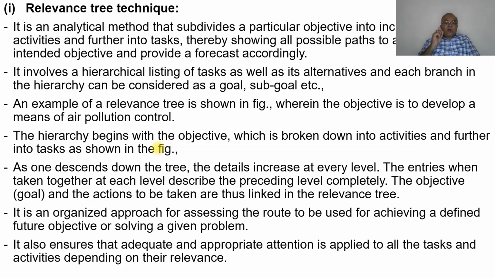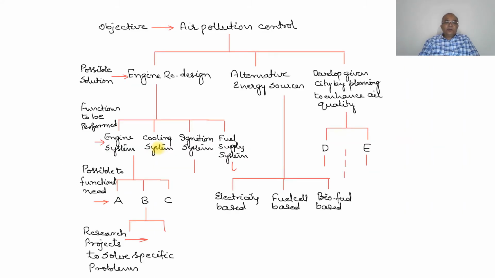It is an organized approach for assessing the route to be used for achieving a definite, defined future objective or solving a given problem. It also ensures that adequate, appropriate attention is applied to all the tasks and activities depending on their relevance. So this is the objective, and these are the possible solutions, and these are the functions to be performed and possible functional needs. And then how this is going to proceed further down the activities, and even the smaller tasks which are going to be performed will be listed. This is the hierarchy tree.